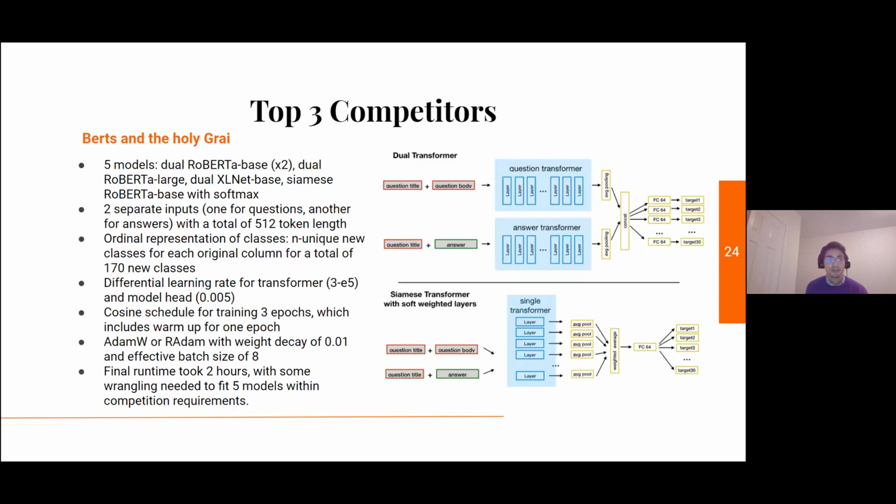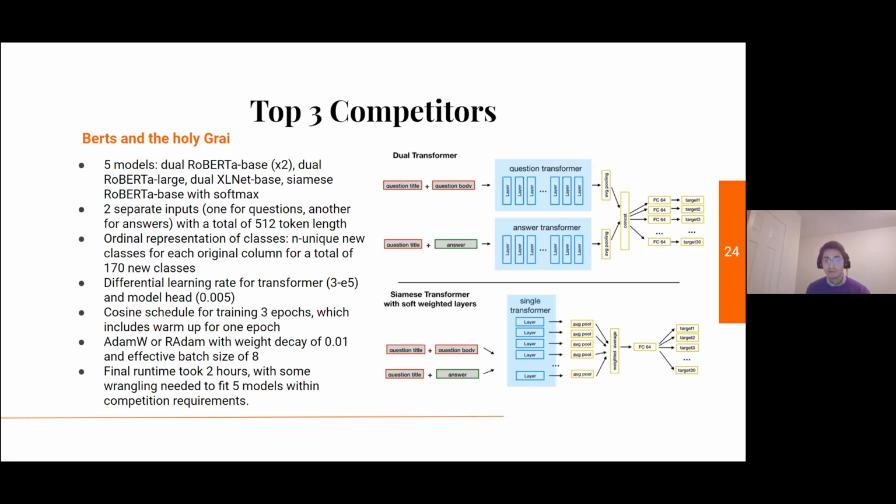So the second competitor here was BERT's in the Holy Grail. And again, as I mentioned earlier, this was an incredible feat by these guys, where within 2 weeks, they came up with all these models and basically maintained their position on the leaderboard. So they utilized a total of 5 models. They used a dual transformer Roberta base, dual transformer Roberta large, dual transformer XLNet base, and the Siamese transformer Roberta base with a final softmax layer.